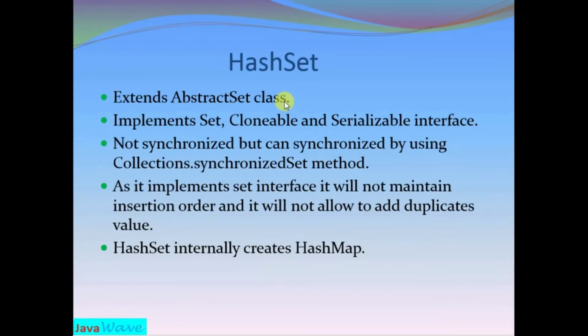HashSet. HashSet extends the AbstractSet class and implements the Set, Cloneable, and Serializable interfaces. It is not synchronized but can be synchronized by using the Collections.synchronizedSet method. And as it implements the Set interface, it will not maintain insertion order and it will not allow adding duplicate values. HashSet internally creates a hashmap. So let's check how it works internally.